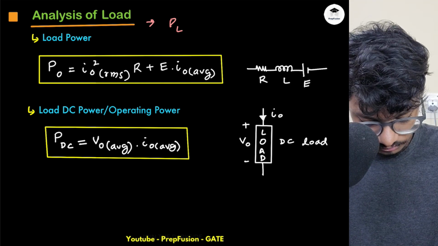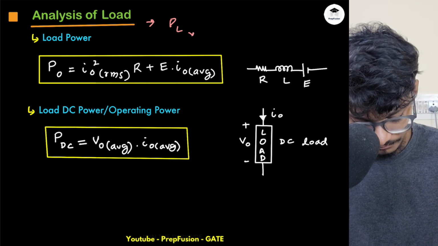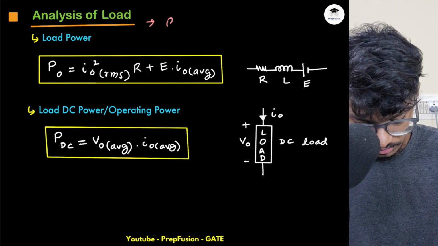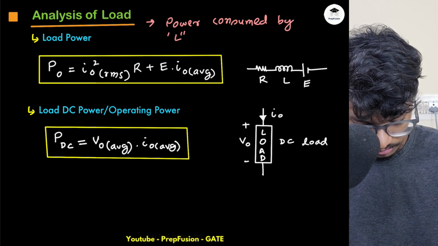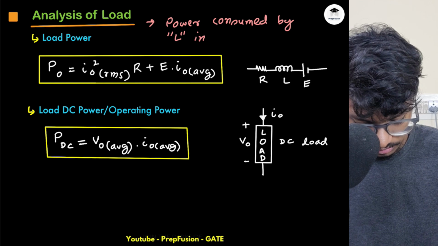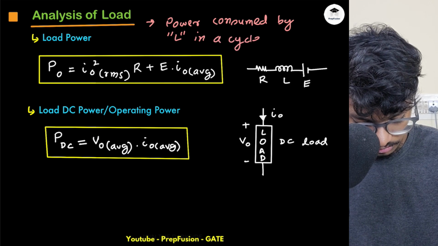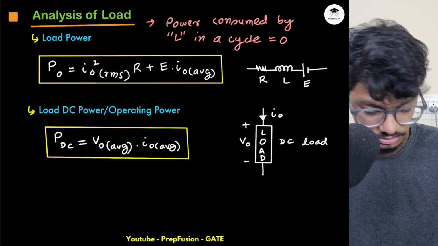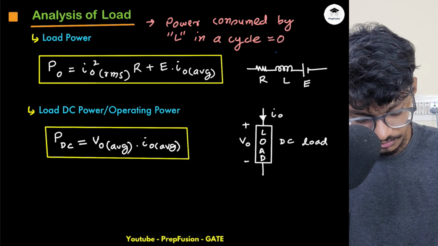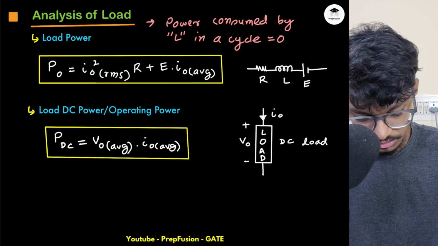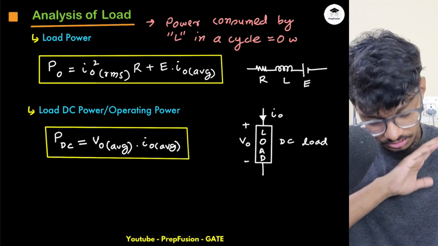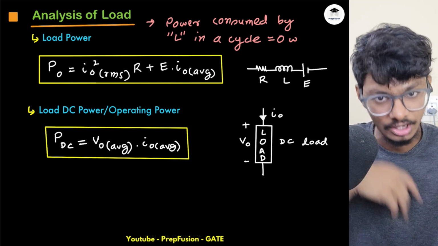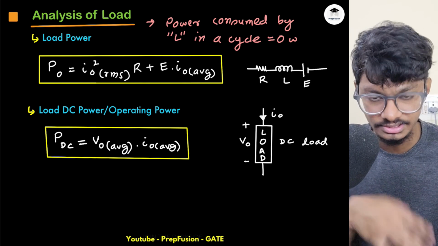In a cycle, power consumed by the inductor in a cycle will be zero, right? Why? Because whatever energy it takes in, it will provide back the same energy. I will prove this while we're studying the inductance, don't worry.